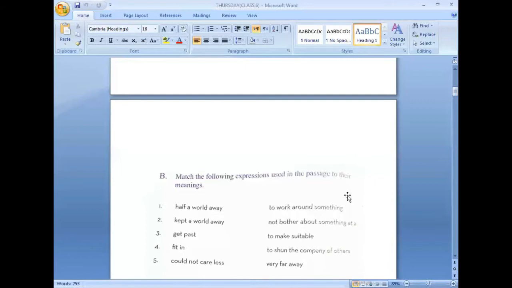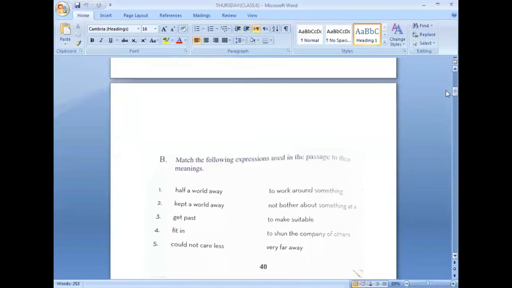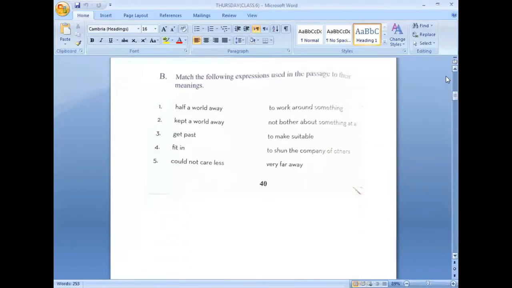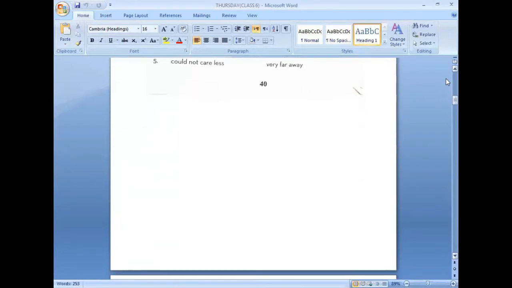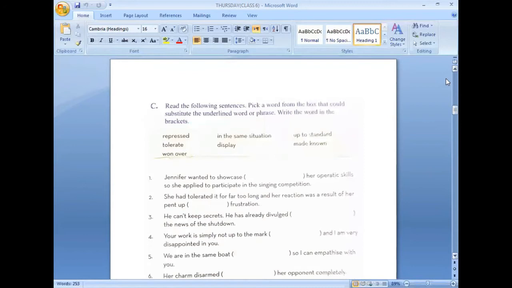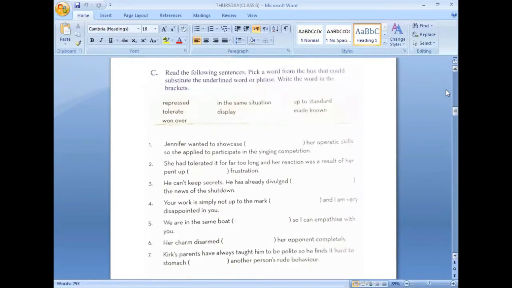So now we'll move towards our next exercise, that is exercise C in our course book, page number 41. And that exercise is: read the following sentences. Pick a word from the box that could substitute the underlined word or phrase. Write the word in the brackets. So now we have different words or phrases like repressed, in the same situation, up to the standard, tolerate, display, made known, won over. So now we have to make sure what these words mean.